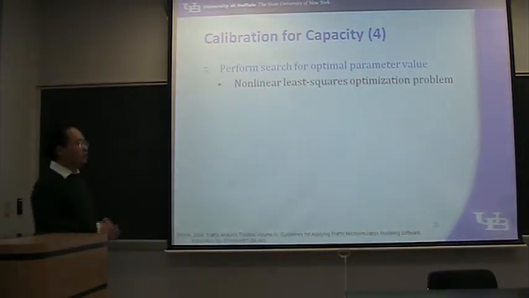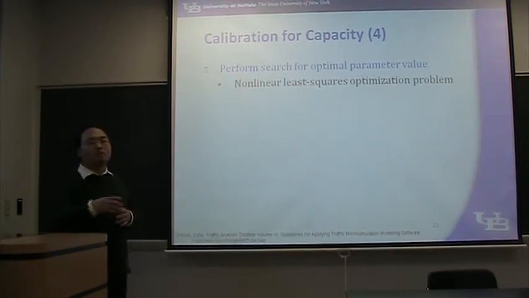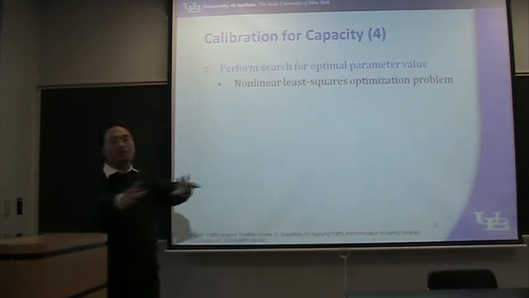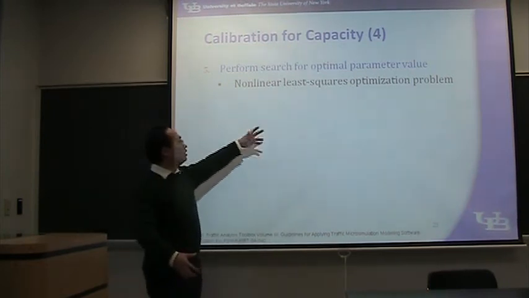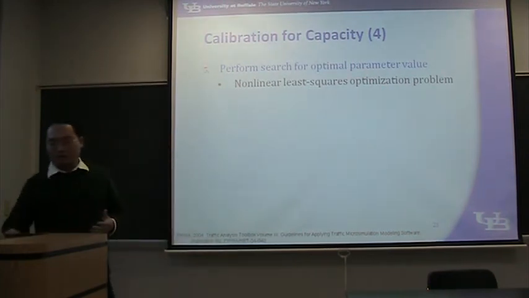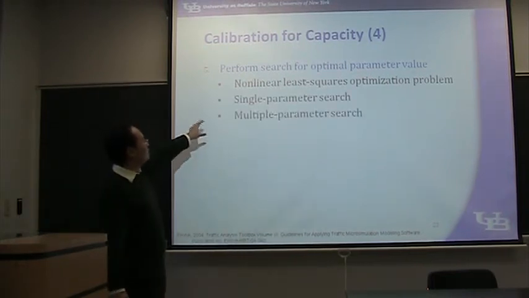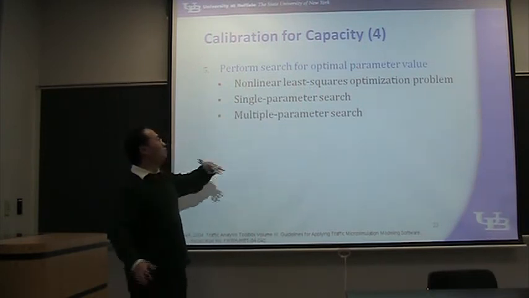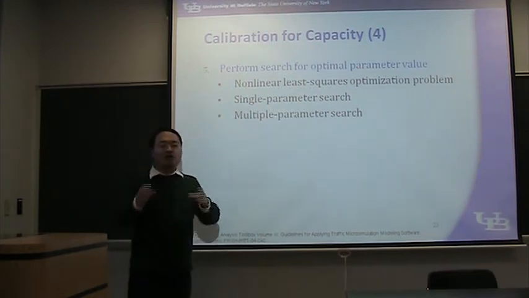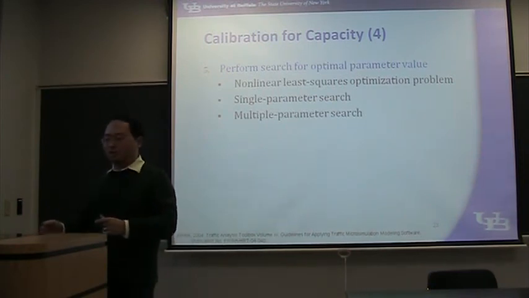Okay, after we get the objective functions, we have to perform a search for the optimal parameter values. This is called nonlinear, because your model is nonlinear: a nonlinear least square optimization problem. This problem is not easy to solve. It can be categorized into two types. The first type is called single parameter search, which means you only have one parameter to calibrate. Then you search for it.